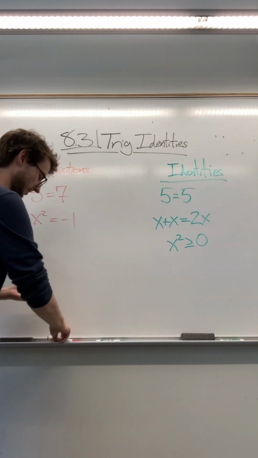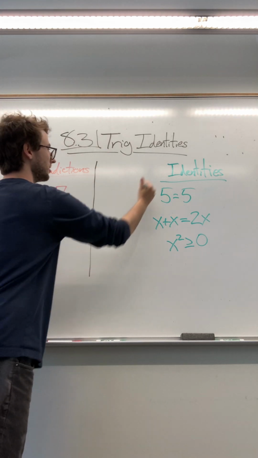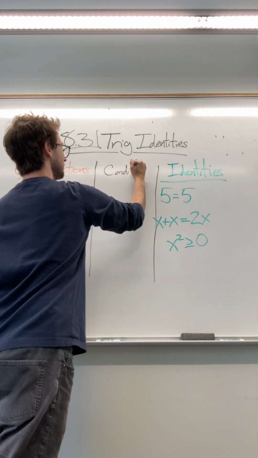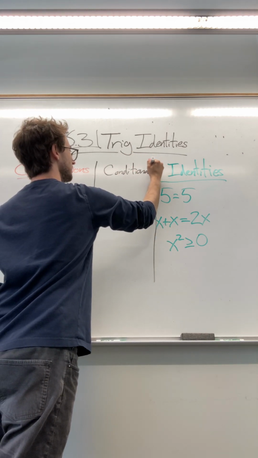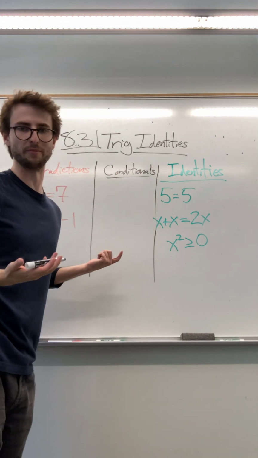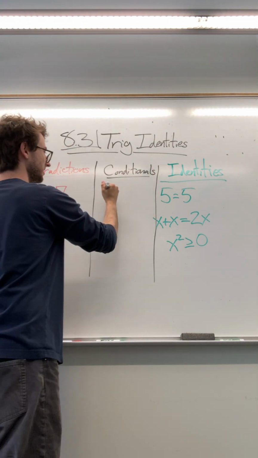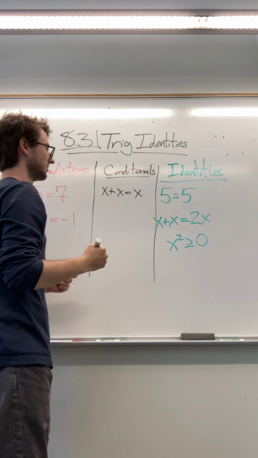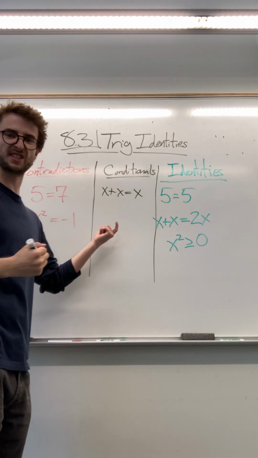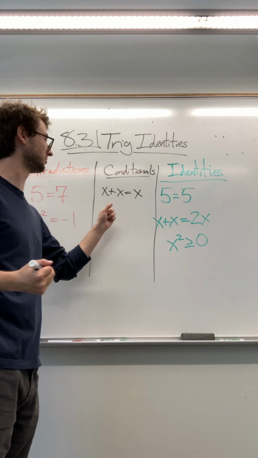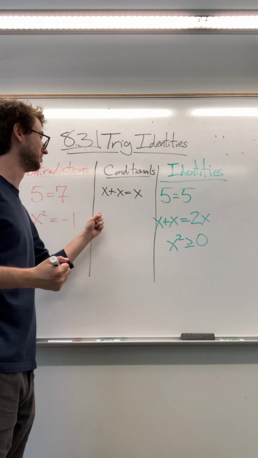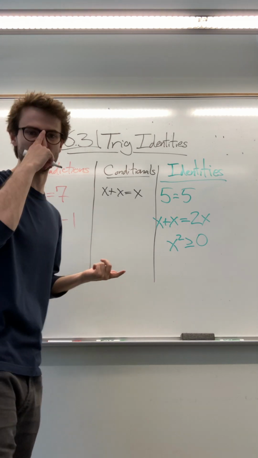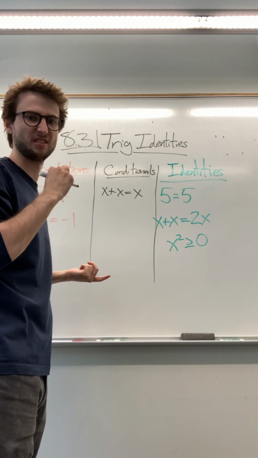And then, like, in between, you've got your conditionals. And these are things that are sometimes true. Things like x plus x equals x. There's some values of x that make this true. For example, if x is 0, but otherwise it's not true. So sometimes it works, sometimes it doesn't.